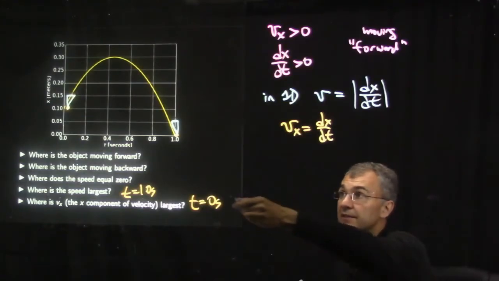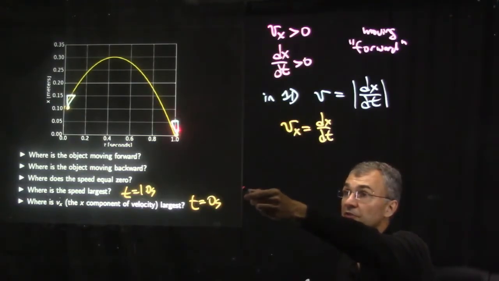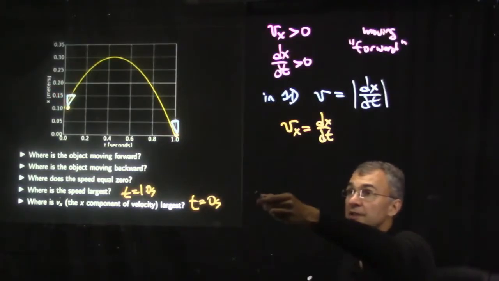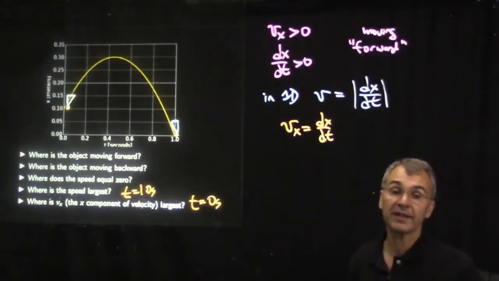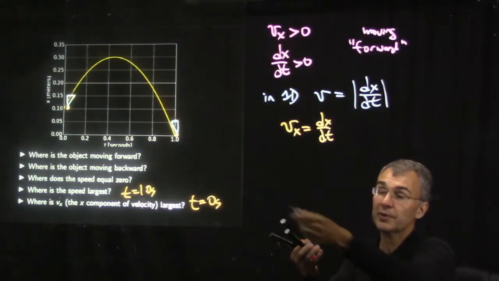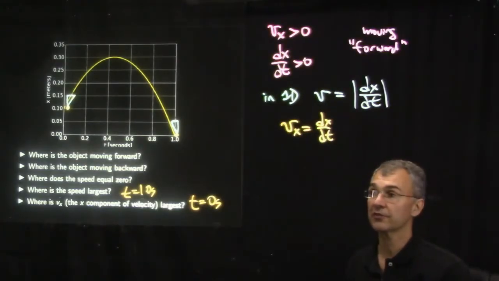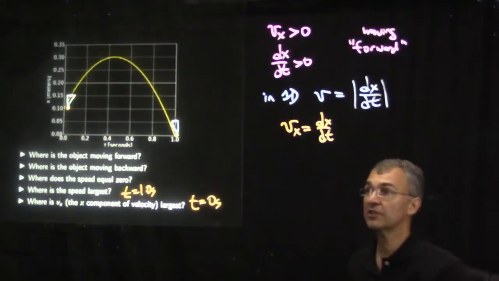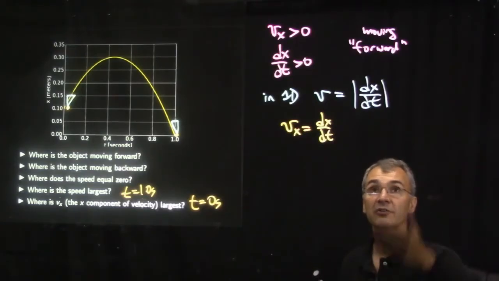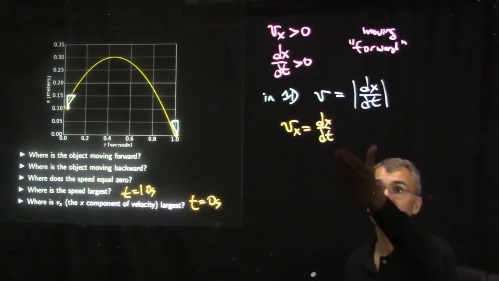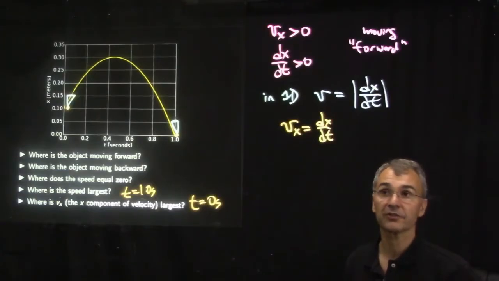But this slope is bigger in magnitude than this slope, but this slope is negative and this slope is positive. So a positive slope is bigger than a negative slope, but of course this negative slope has a bigger magnitude than this positive slope does. So I would say the speed is largest at t equals 1 second, but v sub x, the x component of the velocity, is largest at t equals 0 seconds. So you have to consider the sign, and you have to consider whether you want the magnitude, which is for the speed, or the x component, which is for the x component of the velocity.